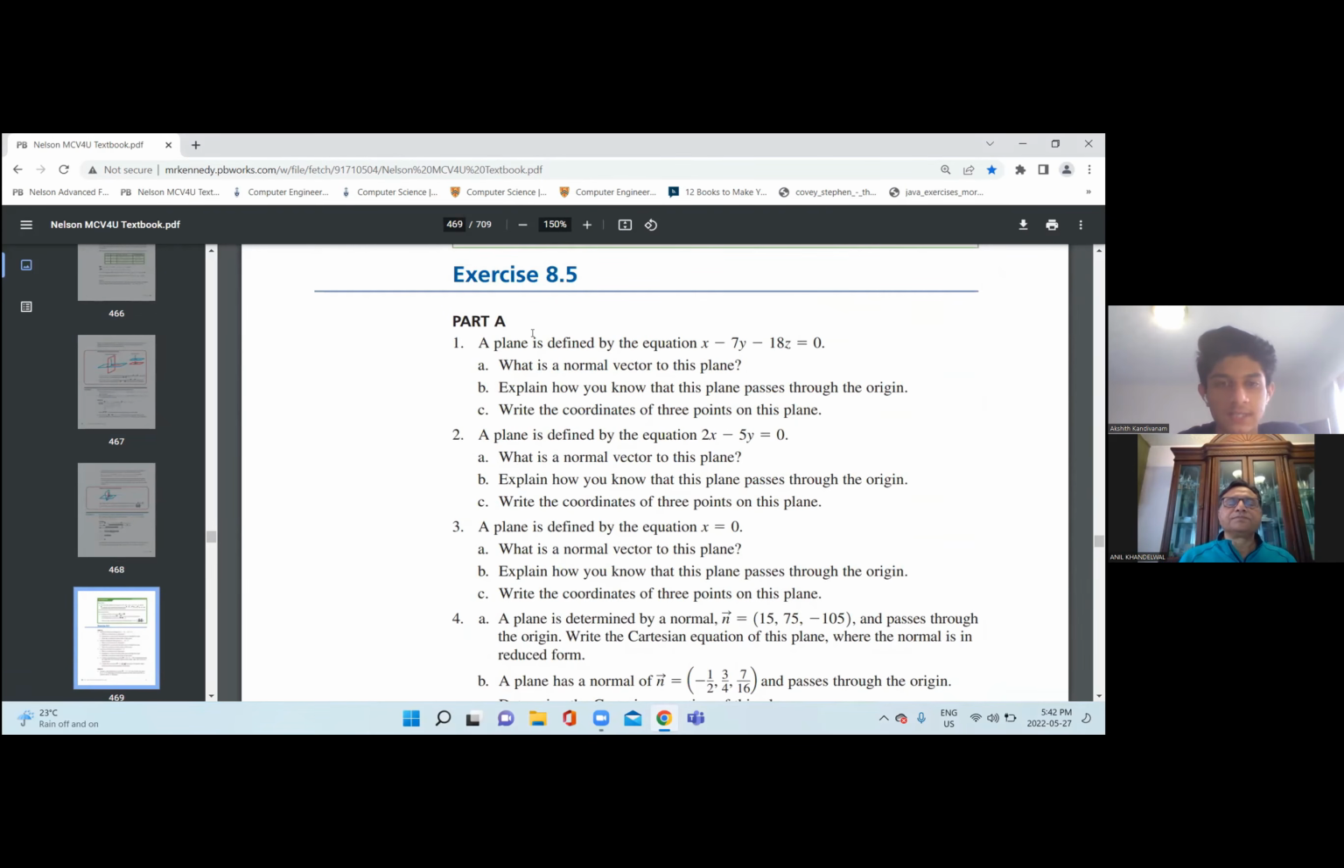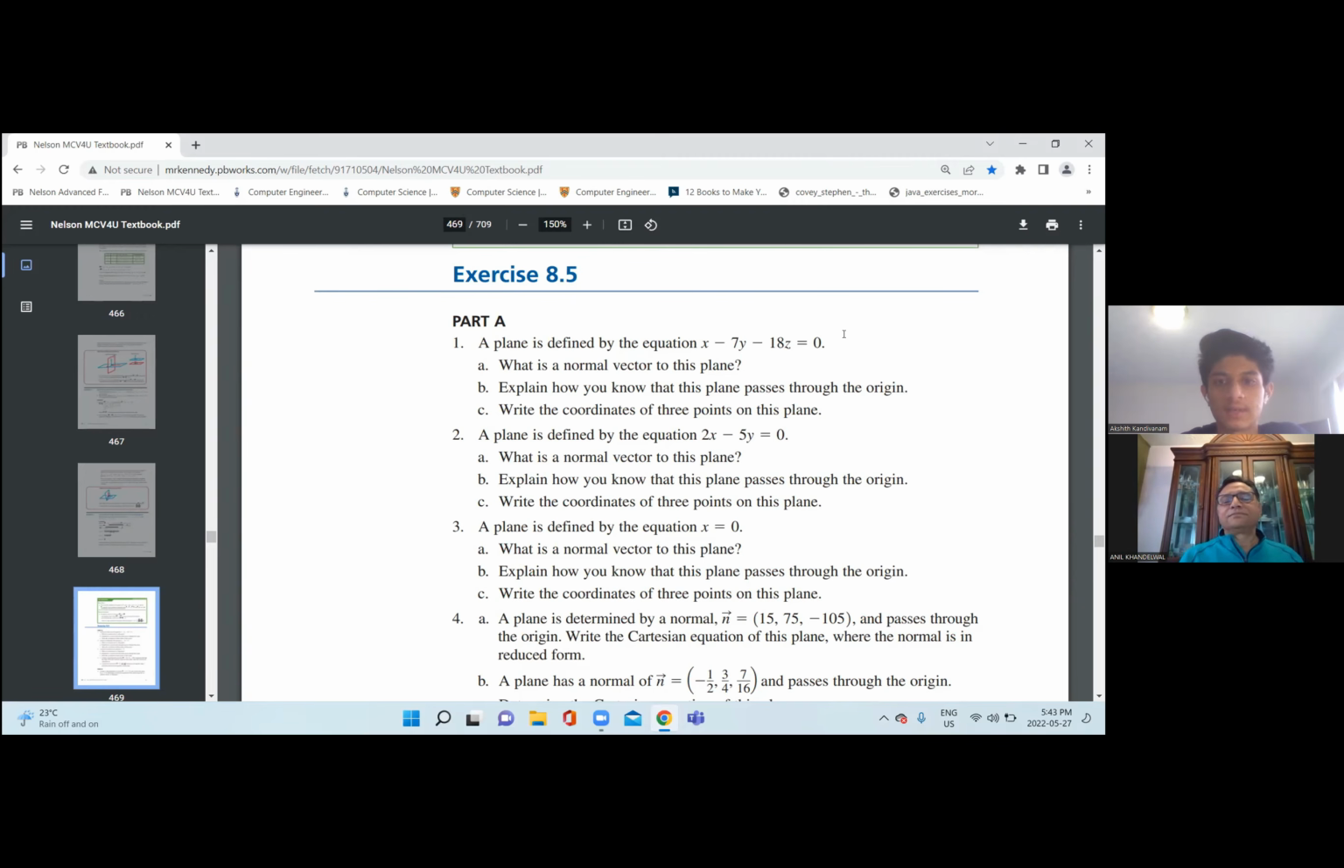Okay, so the first question says a plane is defined by the equation x minus 7y minus 18z equals 0. What is a normal vector to this plane? It would just be the coefficients: 1, minus 7, minus 18. And this plane actually passes through the origin, because D is 0. When I plug in 0, 0, 0, it satisfies the equation. So if D is 0, it always passes through the origin, right?